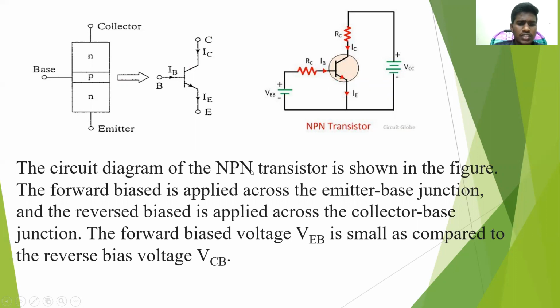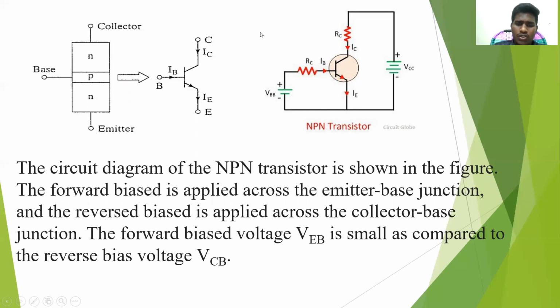The circuit diagram of the NPN transistor is shown in the figure. The forward bias is applied across the emitter-base junction and the reverse bias is applied across the collector-base junction. The forward bias voltage VEB is small as compared to the reverse bias voltage VCB.